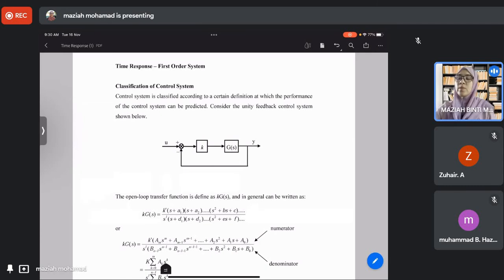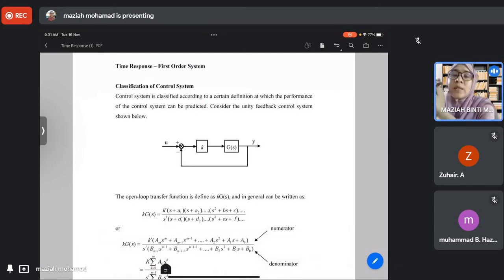Okay. So we're going to focus a little bit on this time response here. As I mentioned, time response is an analysis in order to know the behavior of the system when the time is changed. That's what we call time response: the response of the output to the input in time. Basically, we're going to do the classification.